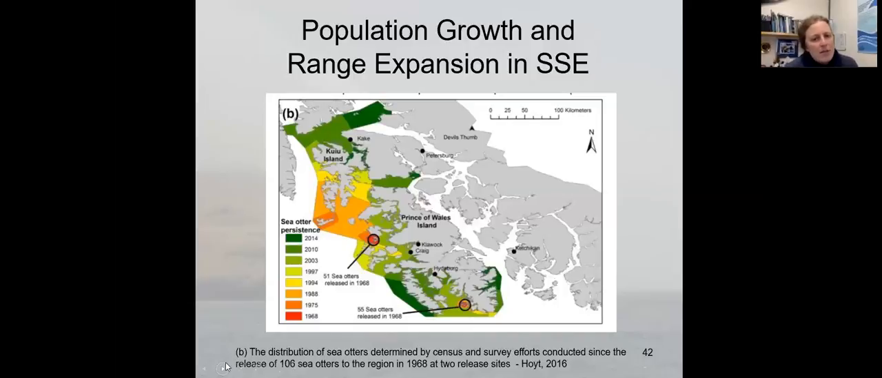So that southern population started to really grow in the early 2000s, whereas that northern reintroduction group, I guess, has expanded quite a bit in that amount of time and a little bit more evenly over time. So if we can go to the next slide.